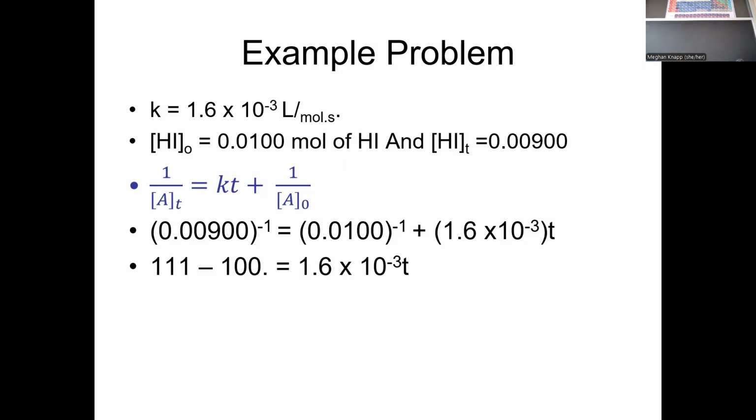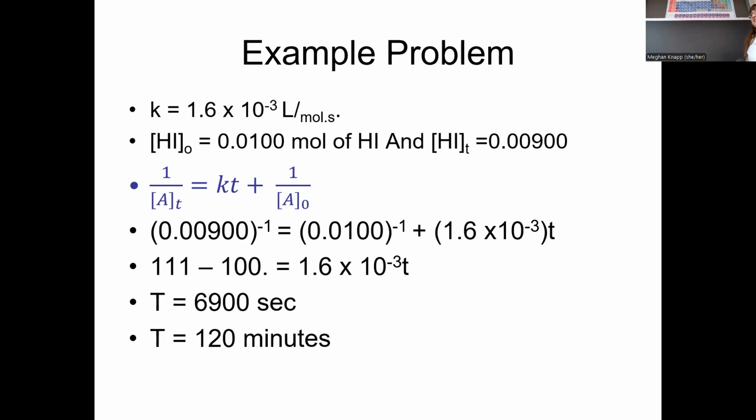Okay, so I can do that math in my head. That's 11. So I'm going to have 11 divided by the 1.6 times 10 to the minus 3. And I'm going to get 6,900 seconds. Everybody know how long that is? Yeah, me neither. So we're going to divide this by 60 to figure out how many minutes this is, because there's 60 seconds in a minute. So if I divide by 60, it comes out to about 115 minutes, but we have to round to 2 sig figs because we only have 2 sig figs here. So we have 120 minutes.